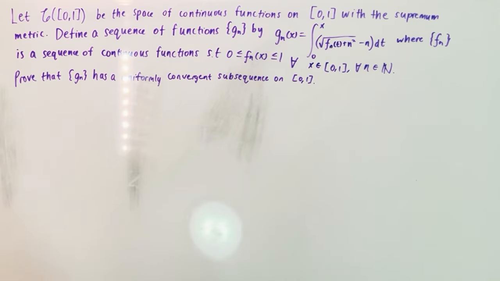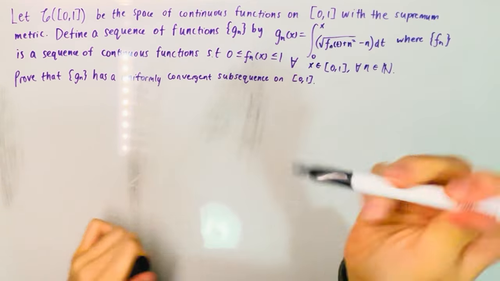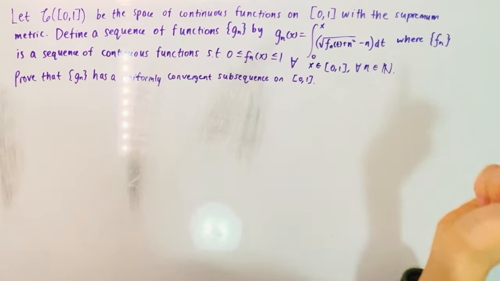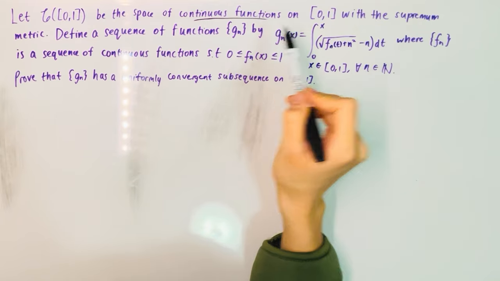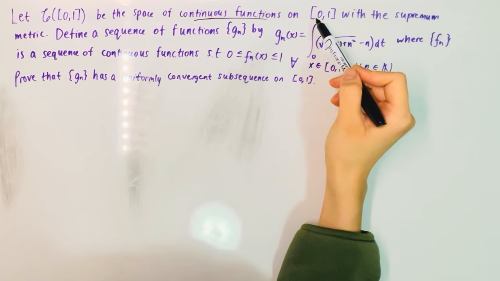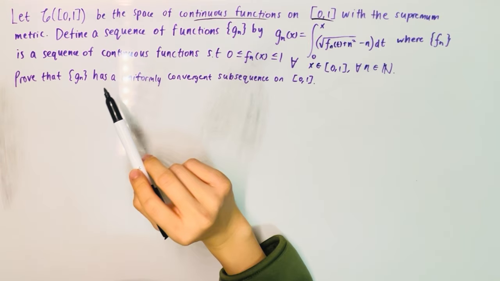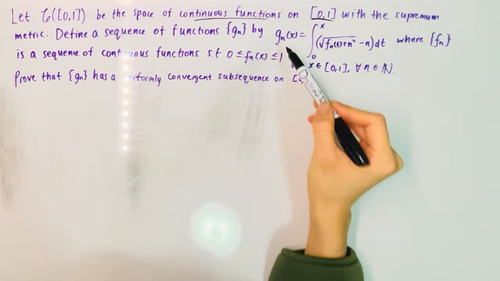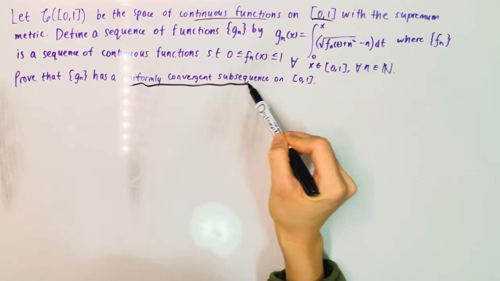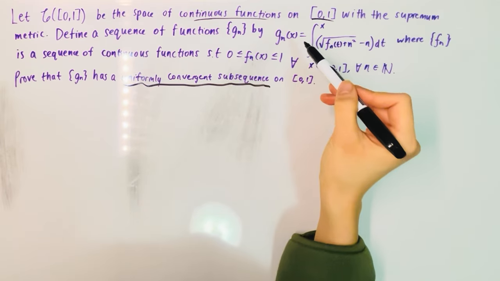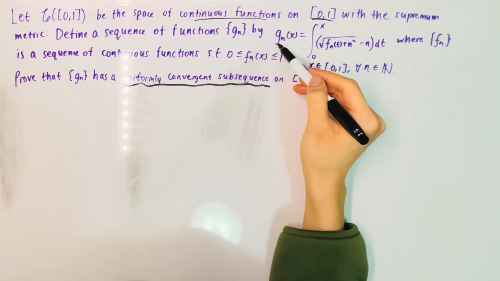Alright, so today we're going to do a problem on the Arzelà-Ascoli Theorem. We see that we are given the conditions: we have a space of continuous functions, a compact metric set, and we don't know if it's pointwise bounded or equicontinuous. But we have G sub n, and we want to find if it has a uniformly convergent subsequence, right? So we're going to be applying Arzelà-Ascoli on G sub n.